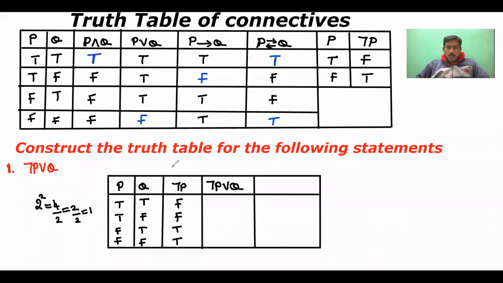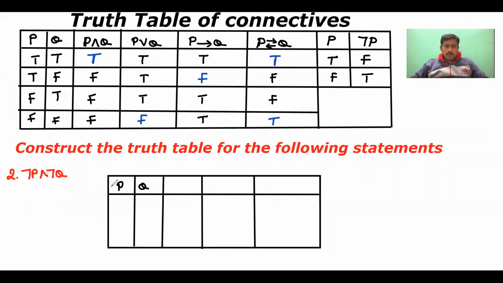To write this not P or Q, we have to take this as well as this and apply disjunction. So T or F is T. Here F or F is F. T or T is T. T or F is T. So this is our required truth table.